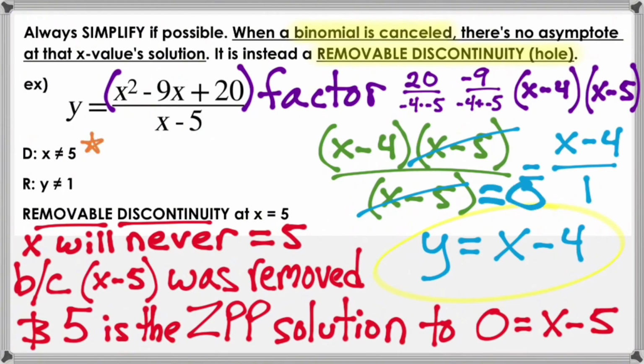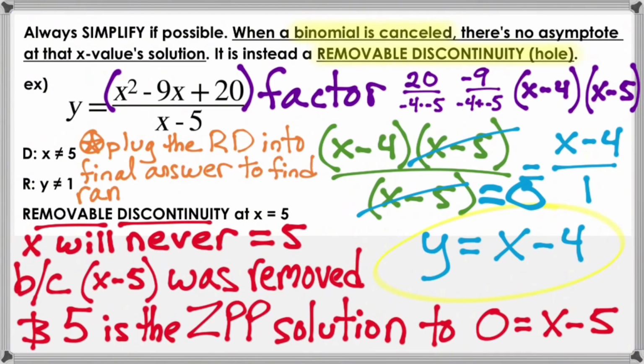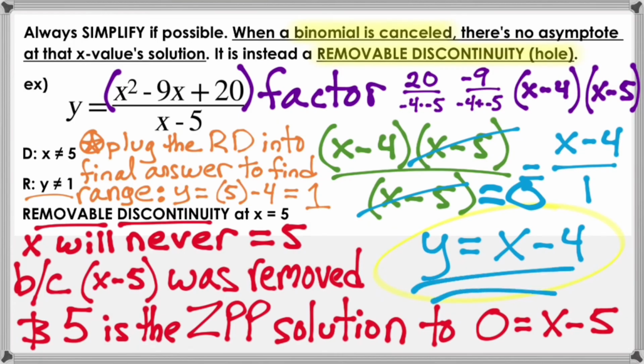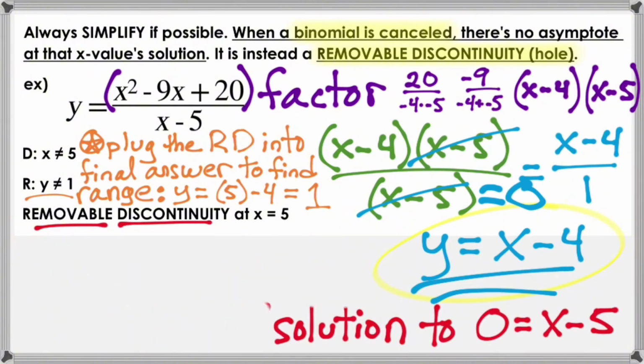Your range is not equal to 1. Where did that 1 come from? At the very end, you have to take your removable discontinuity value, in this case 5, and plug it into what the final function became, so that you know on the graph where you would visually put your removable discontinuity. So let me just show you that with a little diagram.